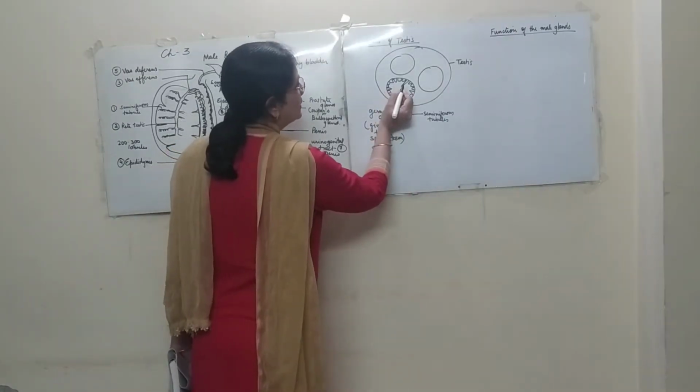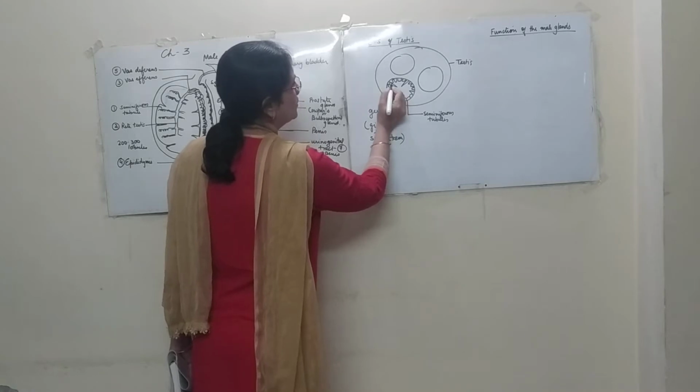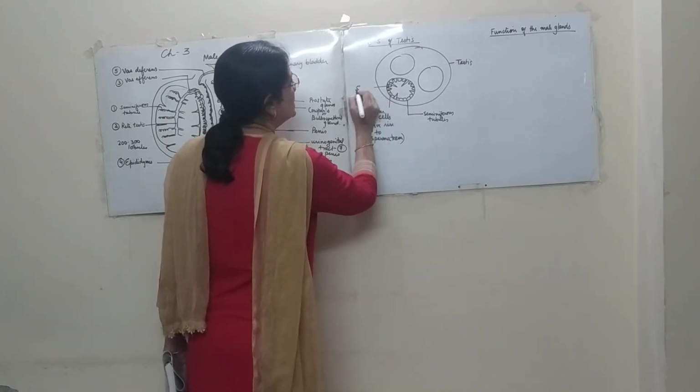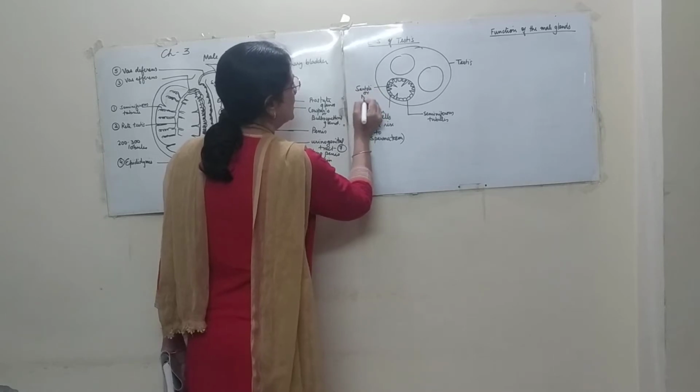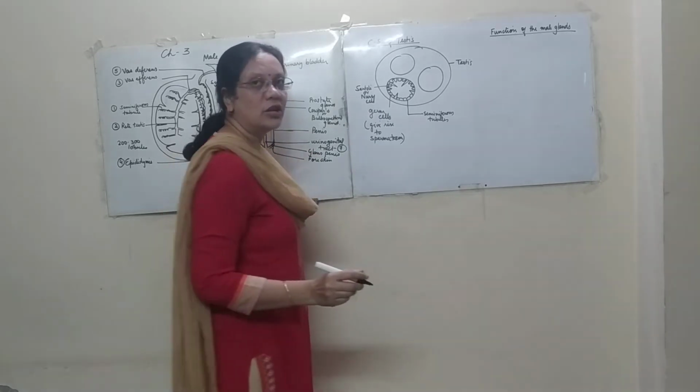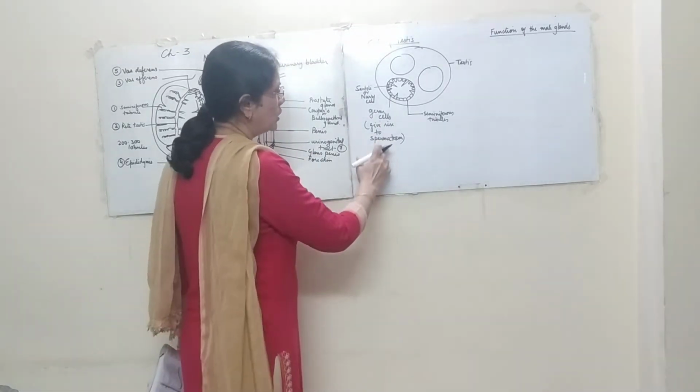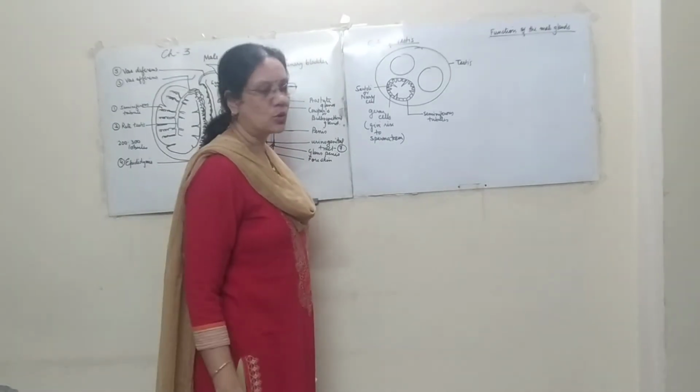The pyramid-like cells which are present here are known as Sertoli cells, or nurse cells. They are also known as nurse cells. Their main function is to provide nourishment to the developing spermatozoa.